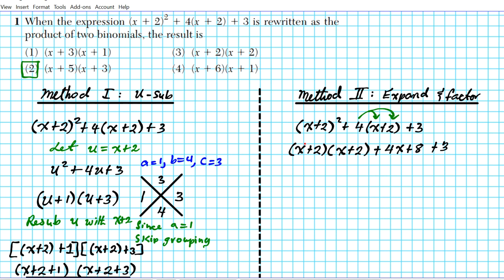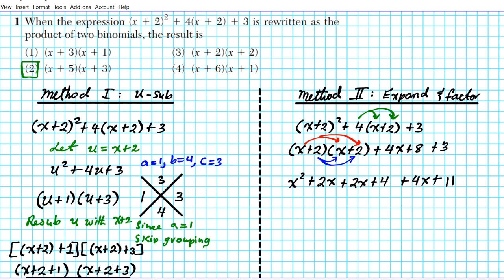So when we do our first and outer, we are going to have x squared plus 2x. And then we proceed to do our inner and last. That will give us plus 2x plus 2 times 2, 4. Plus 4x plus 8 plus 3, we can add those two together. 8 plus 3 is 11. Alrighty. Now let's simplify further.